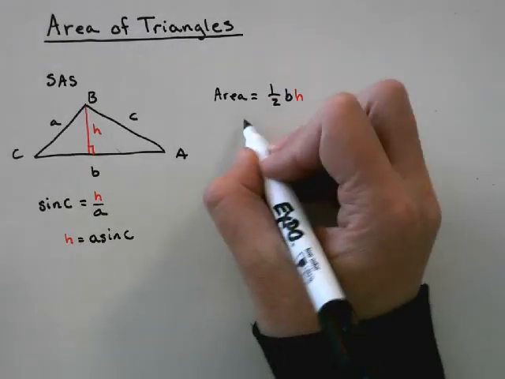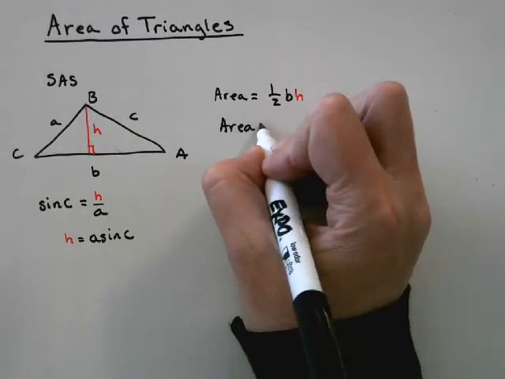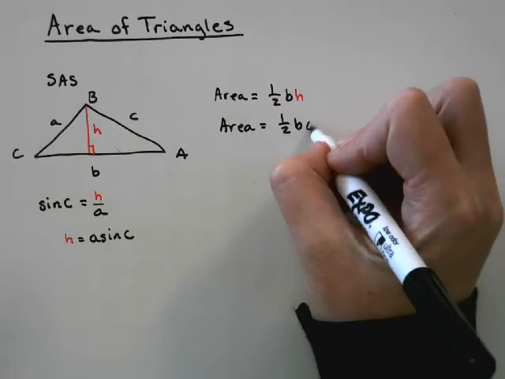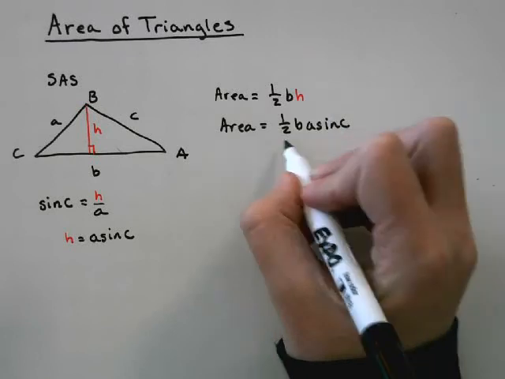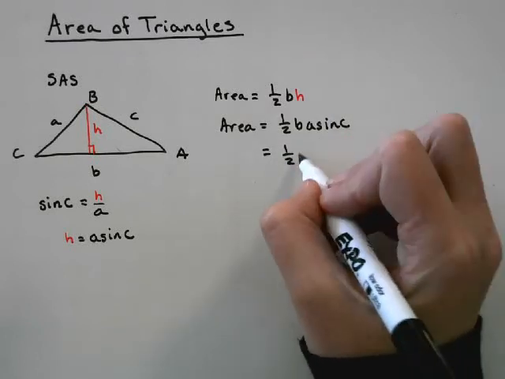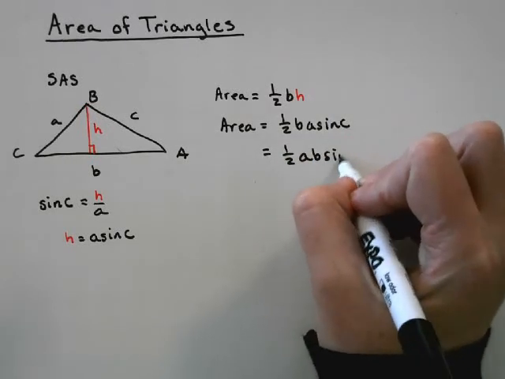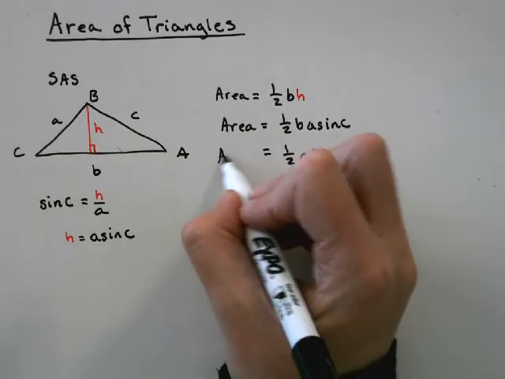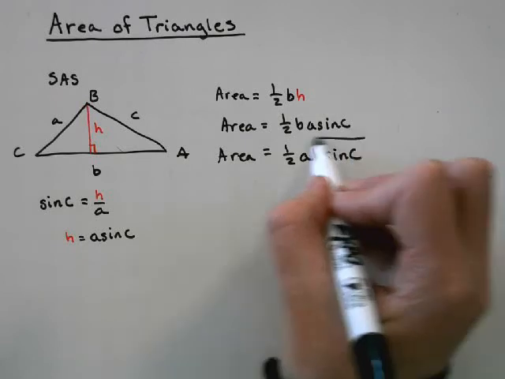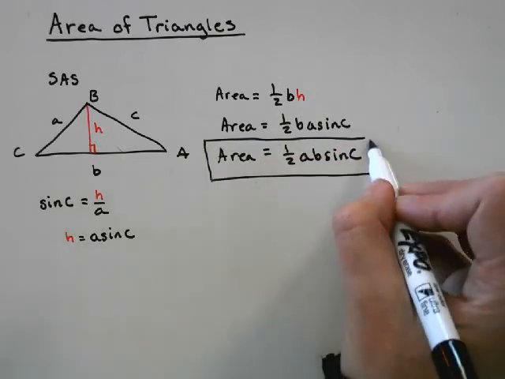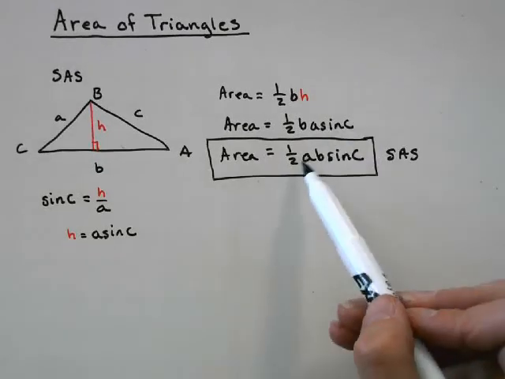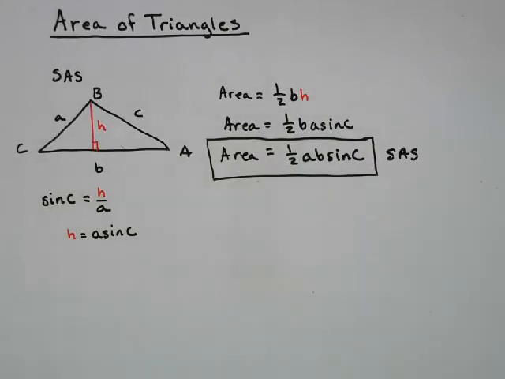So in this formula, my area is going to equal 1/2 B A sine C, or 1/2 A B sine C. So this is our first formula. Again, if you have side, angle, side, we'd have the two sides A and B and the angle in between them.